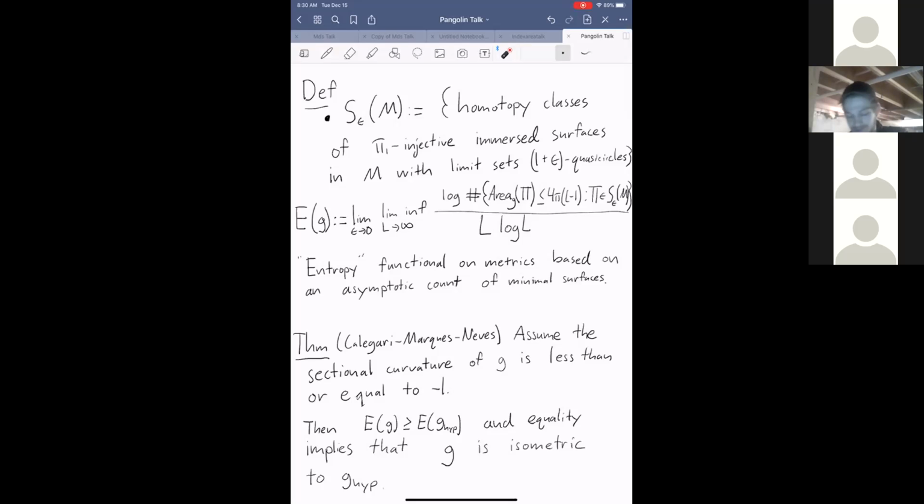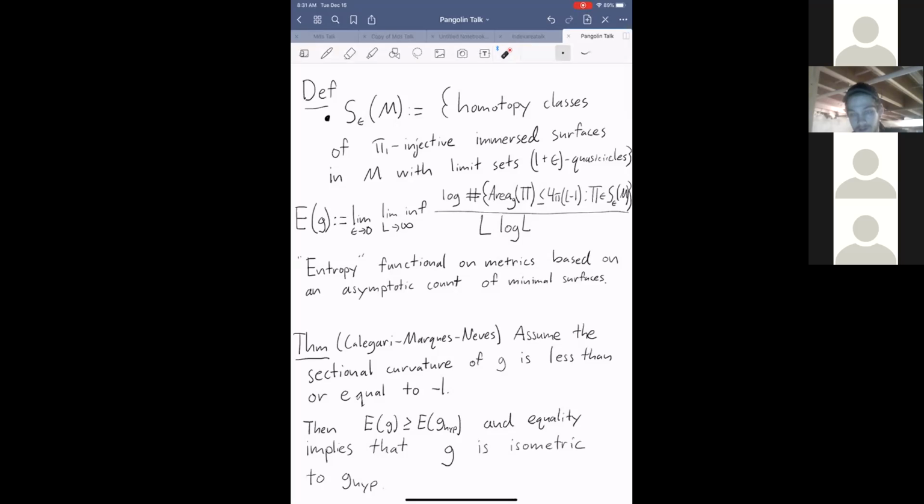So you can define this functional, and as people pointed out, it's analogous to a similar quantity that you could define just for geodesics in a negatively curved closed Riemannian manifold, where you could look at how many different geodesics there are of length less than or equal to L, send L to infinity, take the logarithm, divide by L, and you get a number out of that. I guess it relates to the entropy of the geodesic flow.